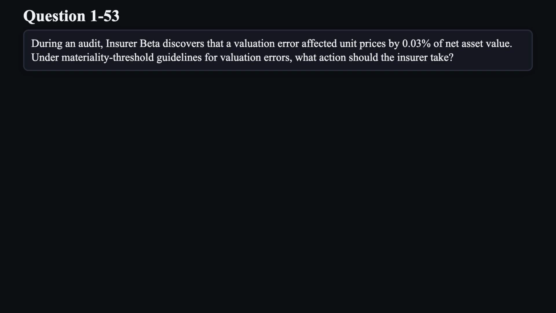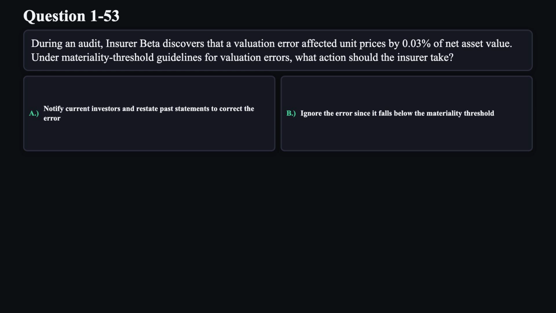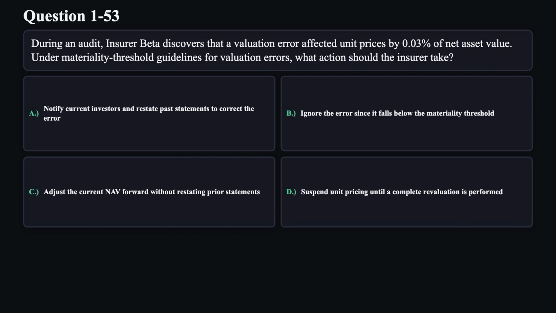Question 53. During an audit, insurer beta discovers that a valuation error affected unit prices by 0.03% of net asset value. Under materiality threshold guidelines for valuation errors, what action should the insurer take? A. Notify current investors and restate past statements to correct the error. B. Ignore the error since it falls below the materiality threshold. C. Adjust the current NAV forward without restating prior statements. D. Suspend unit pricing until a complete revaluation is performed.